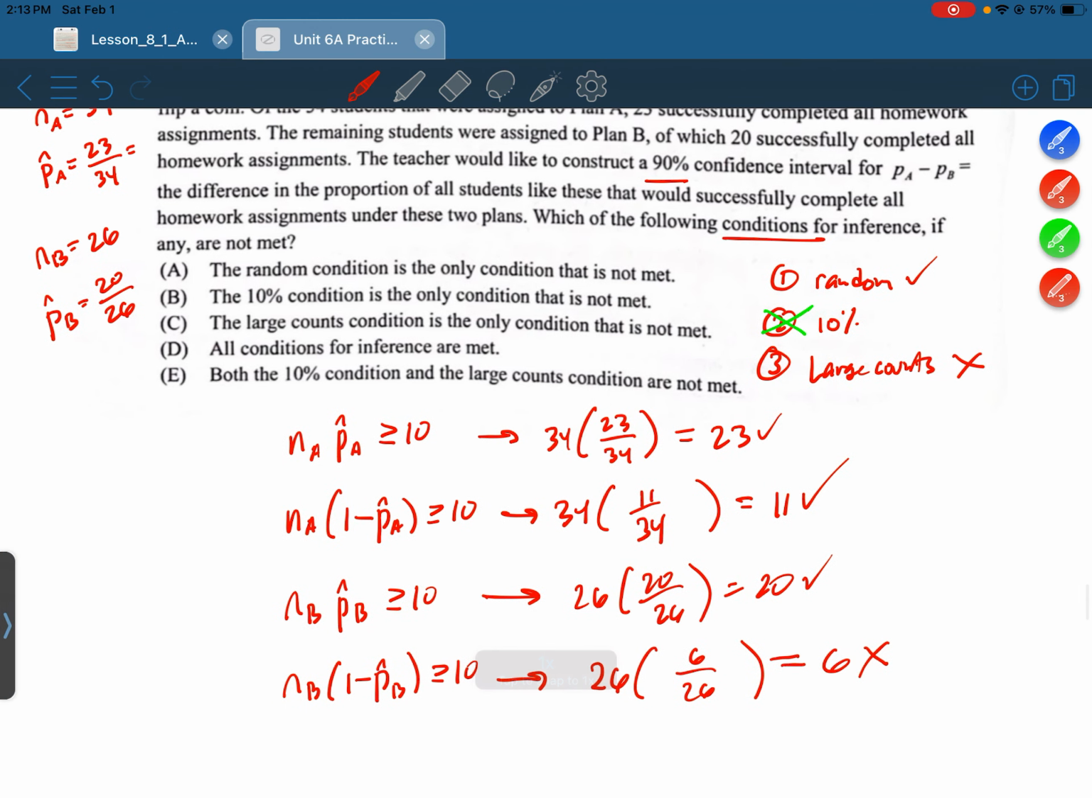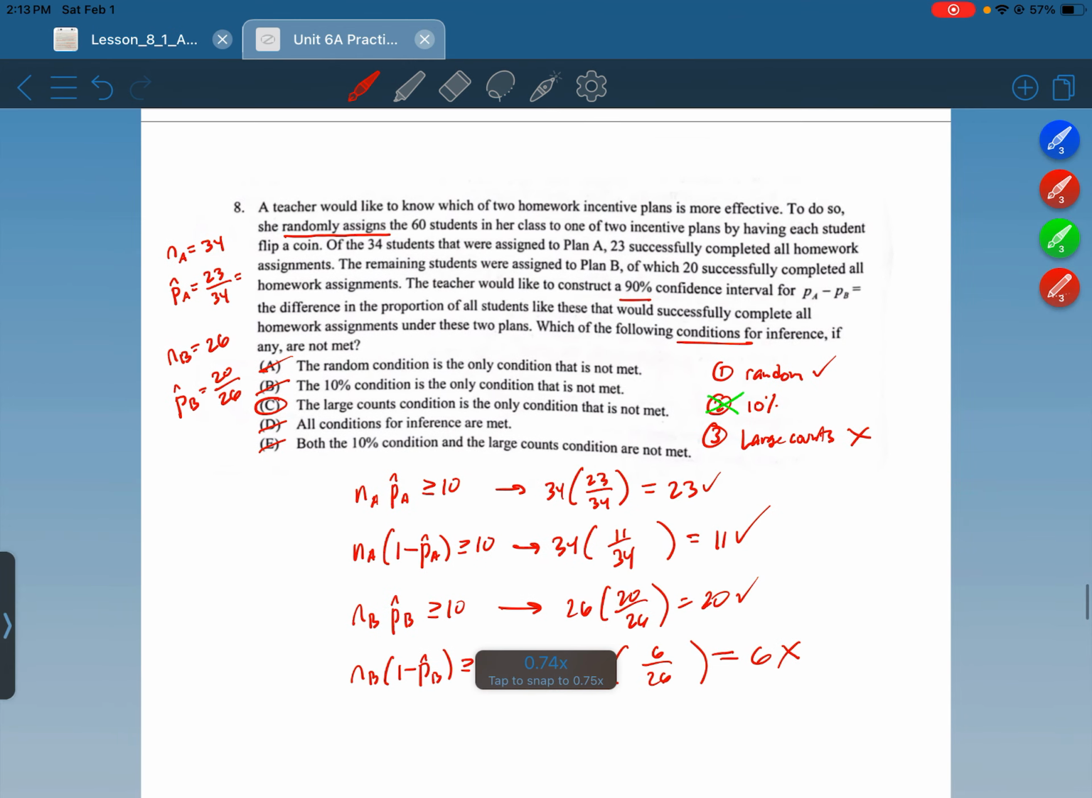Okay, so the random condition is the only one that's not met. No, that was met. The 10% condition is the only one that is not met. It's not needed. The large counts condition is the only condition that is not met. I believe that's the correct answer. All conditions for inference are met. No, both the 10% condition and the large counts condition are not met. Okay, so the 10% condition is not needed. So it's not that it hasn't been met, it's just not needed. All right, so I think C is the answer.